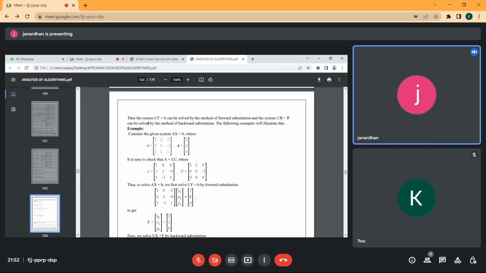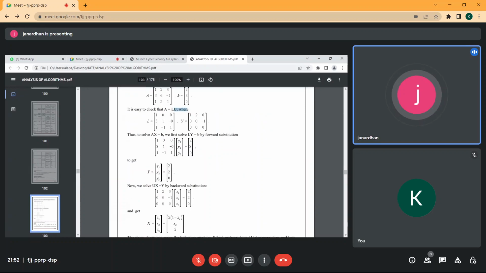Example. Consider the given system Ax equal to B, where A equal to [1, 2, 0; 3, 2, minus 1; 1, 2, 1] and B equal to [2, 8, 0]. You can easily check that A equal to LU, where L equal to [1, 0, 0; 3, 1, 0; 1, 0, 1], and U is the upper triangular matrix [1, 2, 0; 0, minus 4, minus 1; 0, 0, 2]. Okay, this is the LU form.